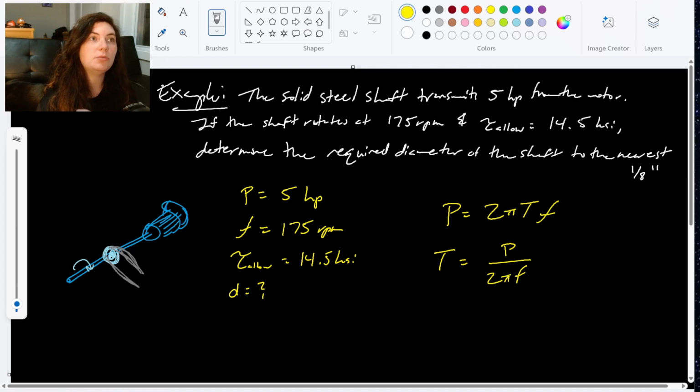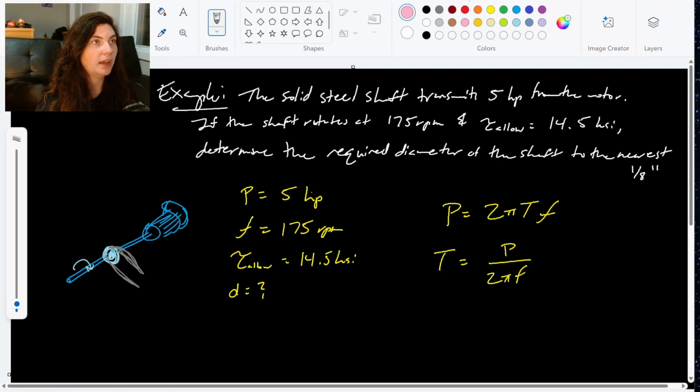The really, really important thing here is keeping these units straight. This power is given to us in horsepower. The frequency is given to us in RPM. These units are not going to match at all and are not going to make any sense for torque if we just plug them in as is. We cannot just say 5 over 175 times 2 pi. Do not do that. We want to make sure all of our units match up. So our power needs to be converted into foot-pounds or pound or kip inches. Either one of those is going to work out for us depending on how we convert this frequency.